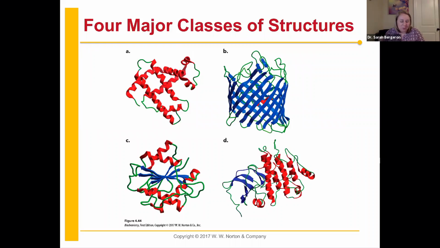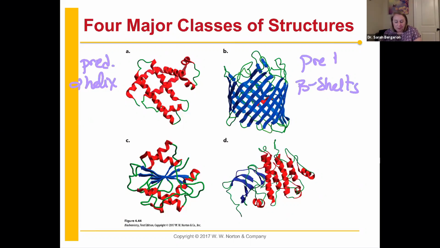Okay, so we have four major classes of structures, right? So if you look at A, the first one is predominantly alpha helix, right? So you have some molecules that have mostly alpha helices. Now you're going to see loops in there, right? Because you have to connect the alpha helices, but the primary secondary structure is an alpha helix. Then like our GFP, right? We had predominantly beta sheets. So predominantly beta sheets.